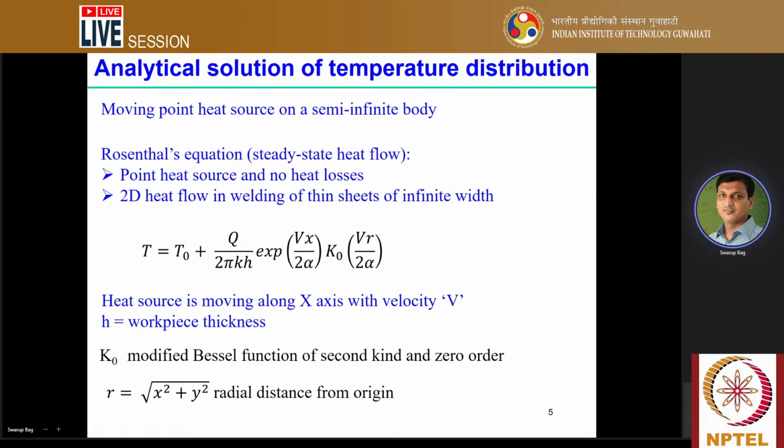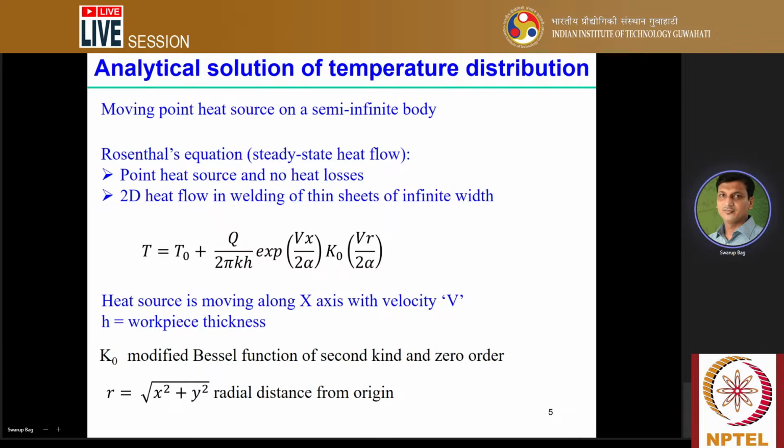So here you'll get this particular solution, but in this solution there is V, X, H, and all these parameters: thermal conductivity K, and alpha, the thermal diffusivity, is also there. The source moves along the x-axis with velocity V, and here V and X we have written. X is coming because the heat source is moving along the x-axis. If the heat source is moving along the y-axis, then we can replace X with Y. V is the velocity, R is the radial distance from the origin, and R is itself a function of X and Y, so we can represent it as the square root of X squared plus Y squared. And K0 is the modified Bessel function of the second kind and zero order. So this is the analytical solution of the heat conduction equation with these particular assumptions and by considering the effect of the welding velocity.